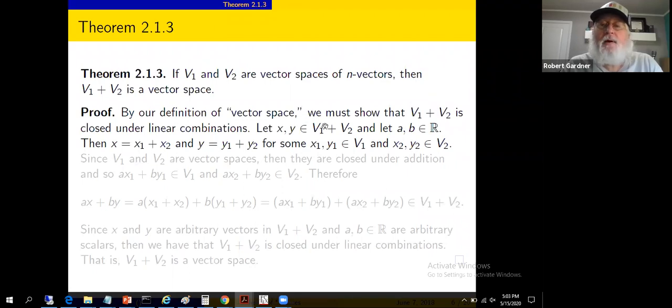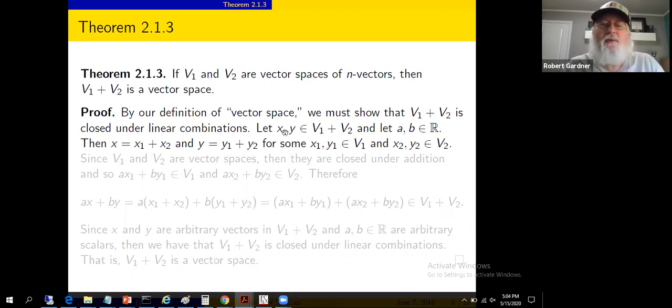We just need to deal with linear combinations, by the definition of vector space fed to us by the textbook. So we need to take two vectors, x and y, in V1 plus V2, and arbitrary scalars a and b. We need to show the linear combination ax plus by is indeed in V1 plus V2. We need to show closure under linear combinations of V1 plus V2. It's sufficient to do it for two vectors; induction will take care of linear combinations of multiple vectors.